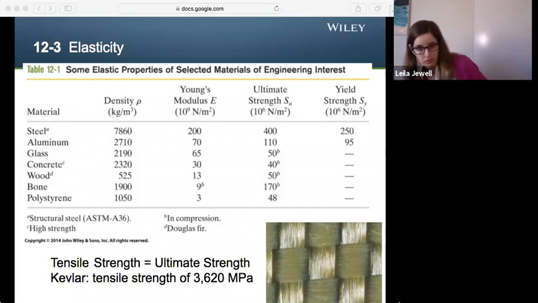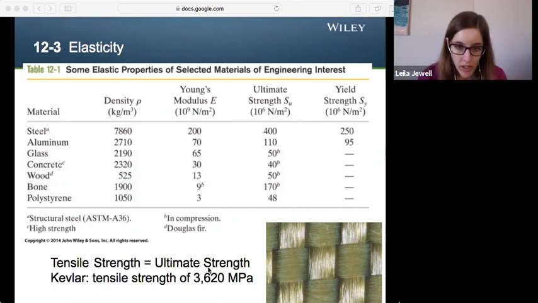So this one, Kevlar, it has a huge tensile strength, which is known as the same as the ultimate strength. And that's why it's used in bulletproof vests, because it's a lightweight material. It's not very comfortable to run around in steel plating, but Kevlar is lightweight. You don't need a thick amount of it, and it's strong. It won't break very easily. So that's a great comparison to keep in mind.